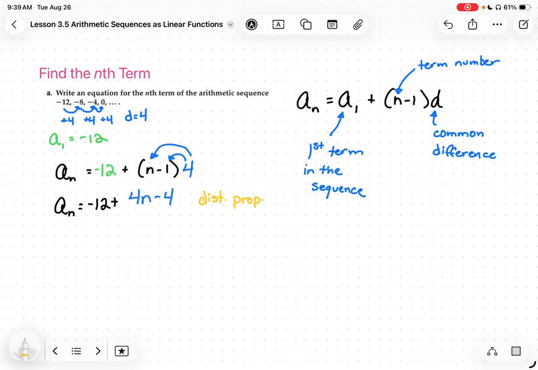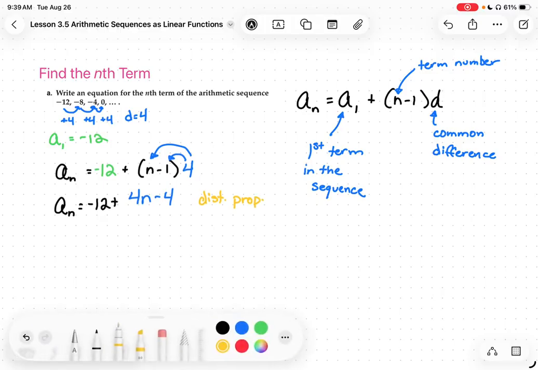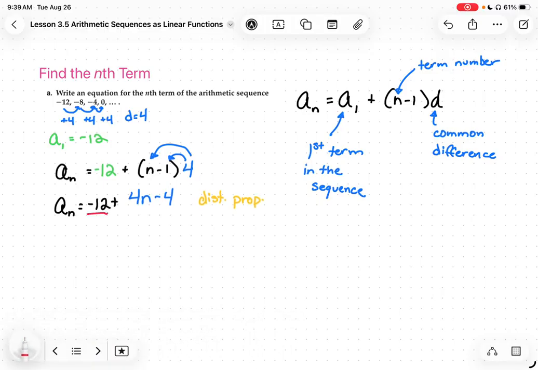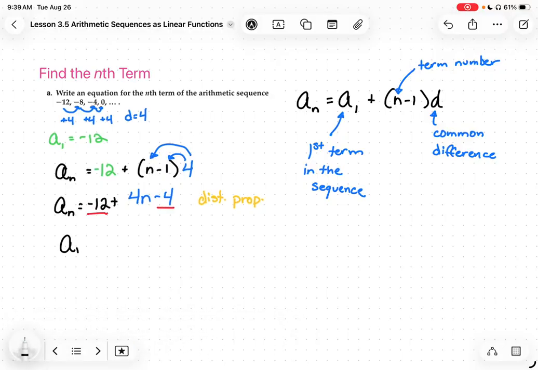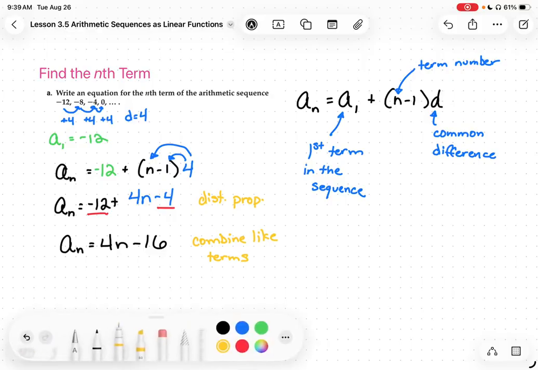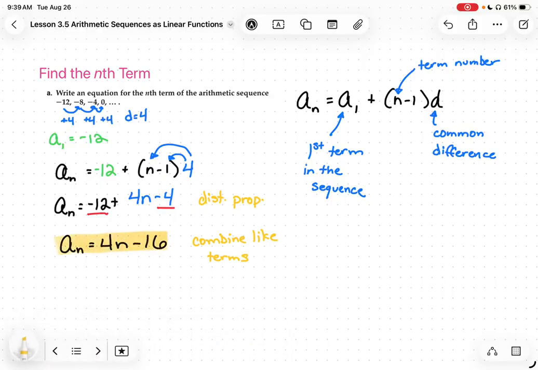And then we're going to get our final equation by combining our like terms. We've got a -12 and a -4 that we can combine. So after we combine our like terms, we get 4n minus 16, and that's our equation after we combine like terms. So there it is. And that is our equation for an arithmetic sequence.